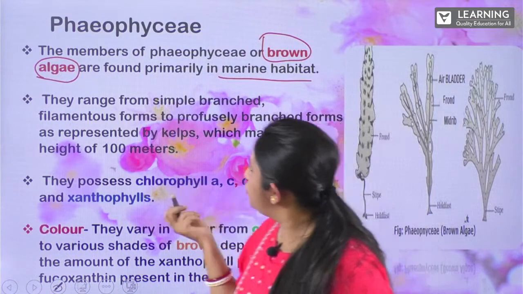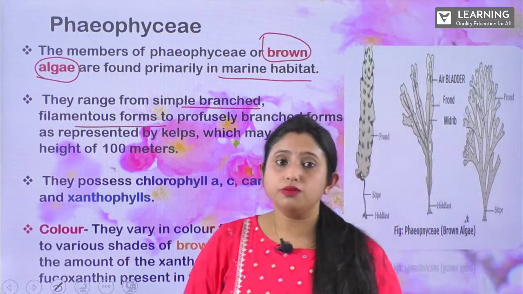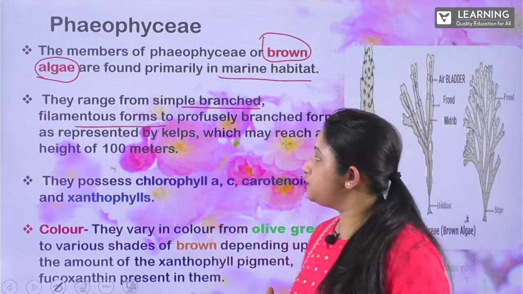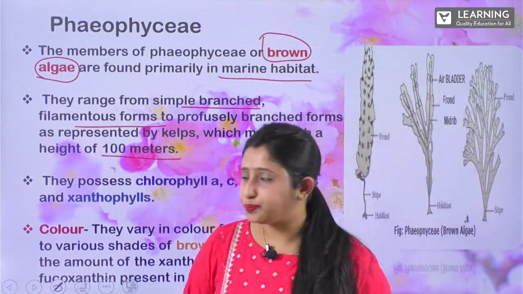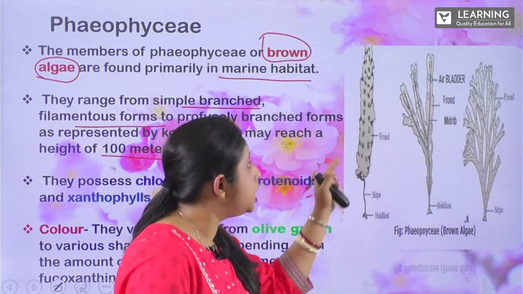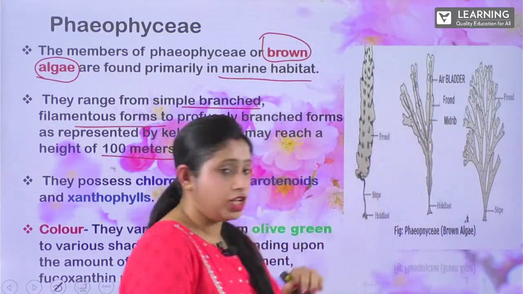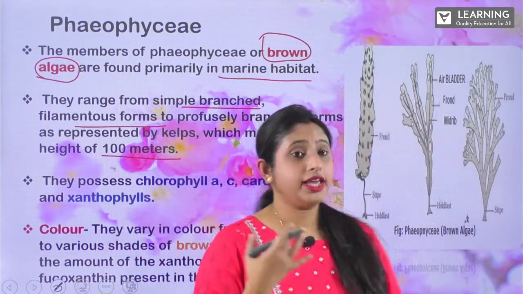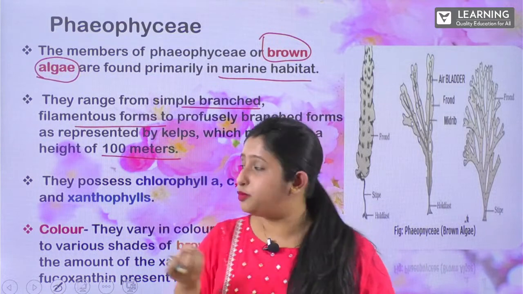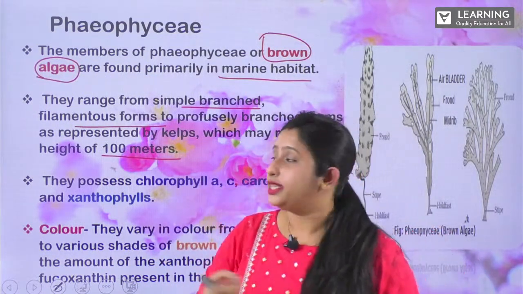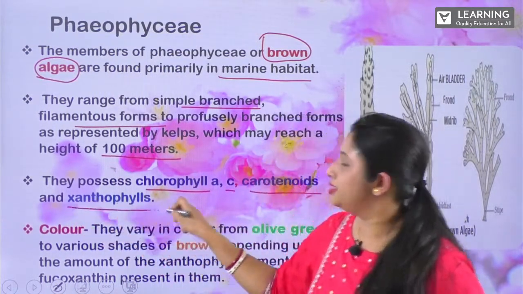They range from simple branched to filamentous forms, which can reach up to a height of 100 meters. As you can see in this picture, this is the simple branched algae with many branches coming out. They possess chlorophyll A, chlorophyll C, carotenoids and xanthophylls.